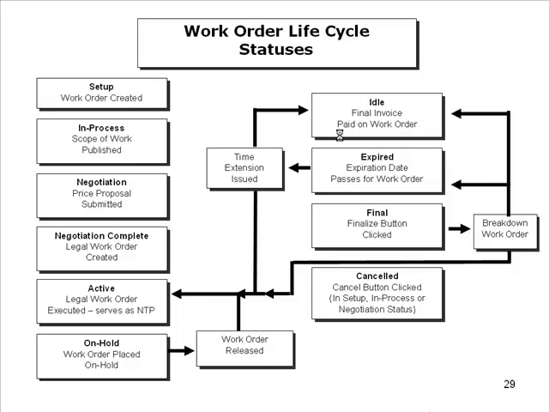The next status down is expired, once the expiration date passes for a work order. You'll see that can be changed if a time extension is issued, and that's the arrow going to the left. If a time extension has been issued, it can revert back to idle status or active status. The next status down on the right is final, and that will occur when the finalize button is clicked. From final status, you'll also see, and this is the arrow going to the right, the work order can be broken down and returned to idle, expired, or active status.